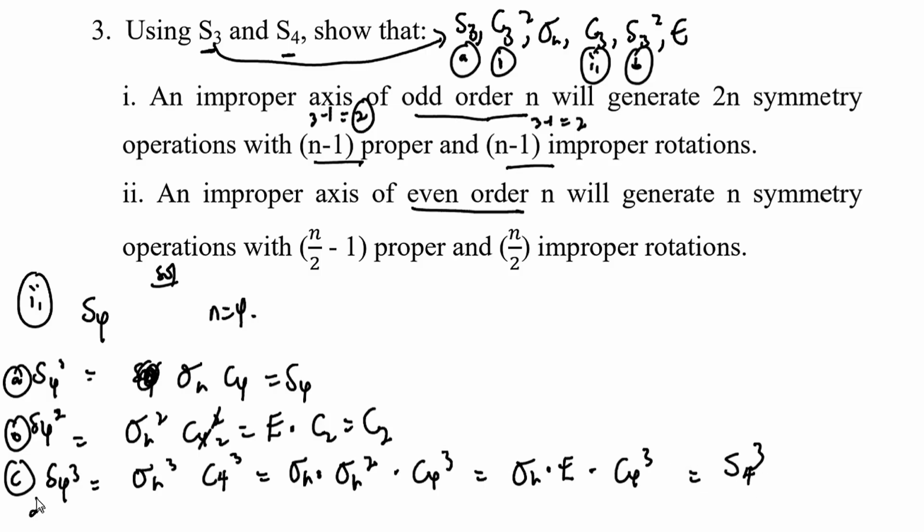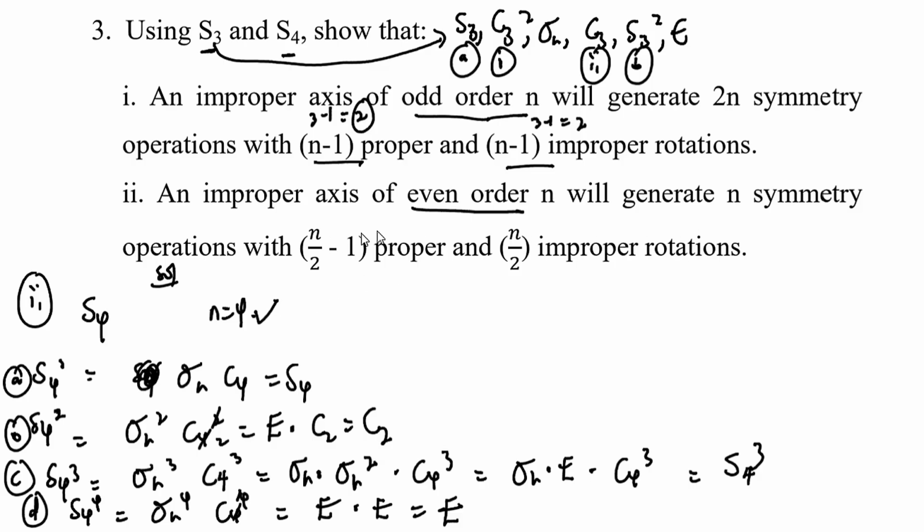So let's look at D. So D is going to be S4^4, and that will give us sigma_h^4 C4^4. And so sigma_h^4 is even, so it's going to give identity, and this one also cancels out to give C1, which is also identity. So we already reached identity, so we can stop. So this is confirmed already.